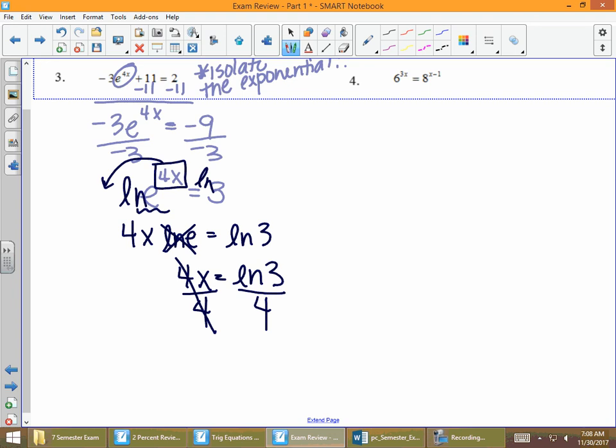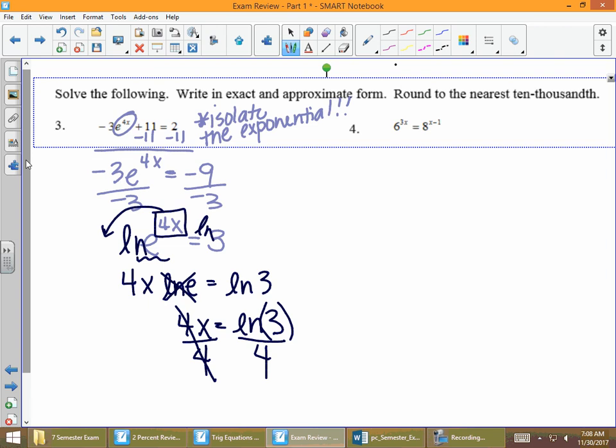You will find your approximate solution by putting that in your calculator. Just make sure, if you're not using the fancy fraction, that you close parentheses around your 3 there when you put that in your calculator.